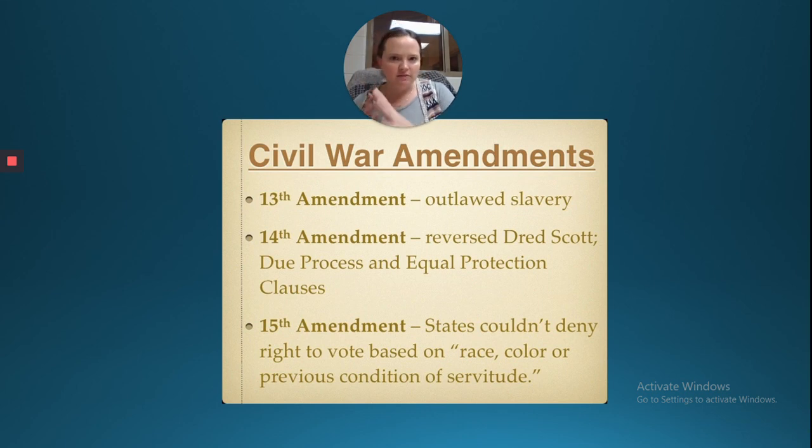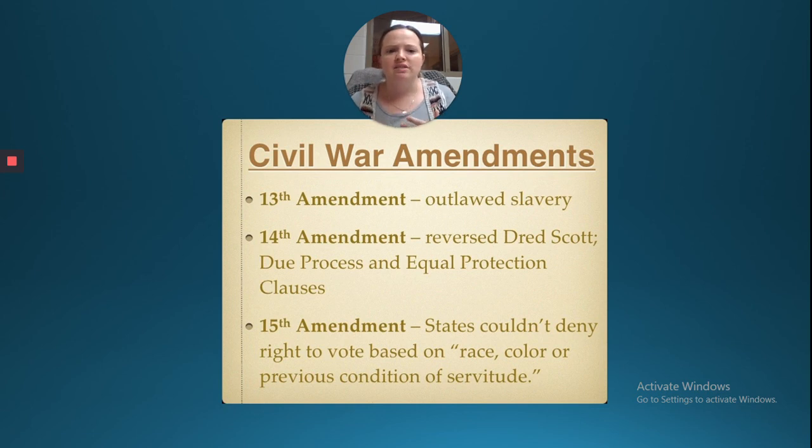So in the midst of all this happening, there's a lot of other social changes going on, because if that happened in 1854, then there was the Civil War. And then after the Civil War, there were all these amendments to give freed slaves the same rights as white America. The 13th Amendment outlawed slavery. The 14th Amendment reversed the Dred Scott decision.